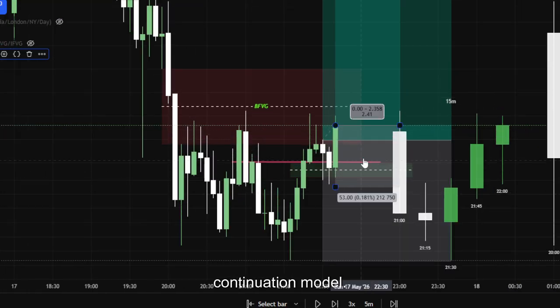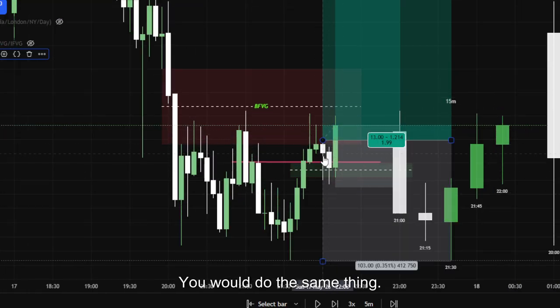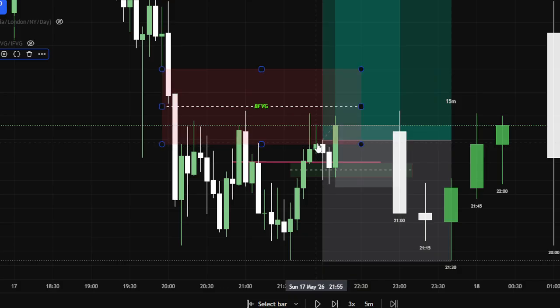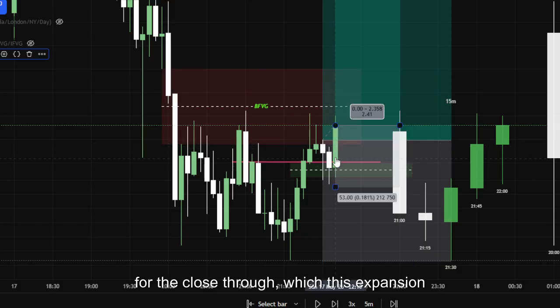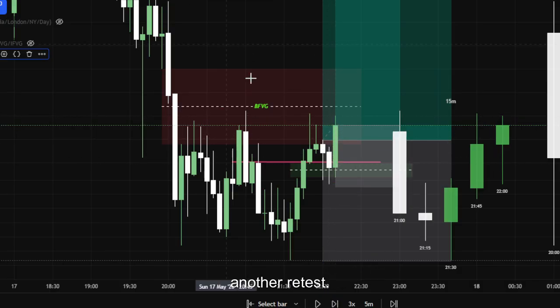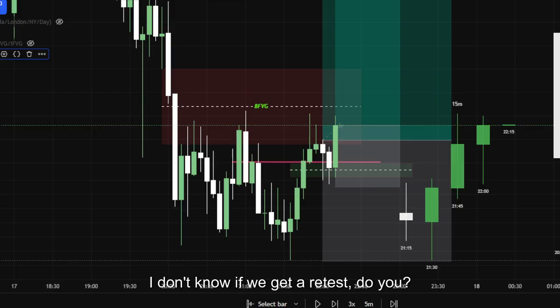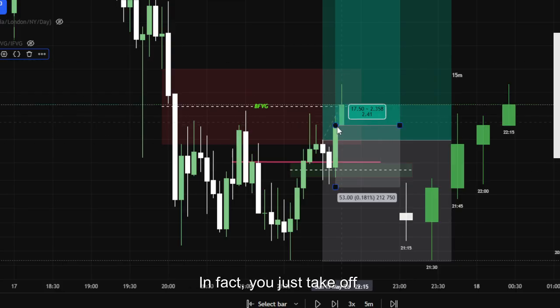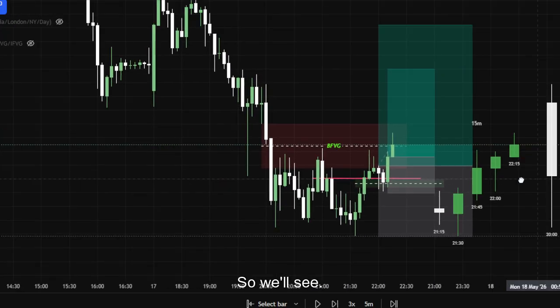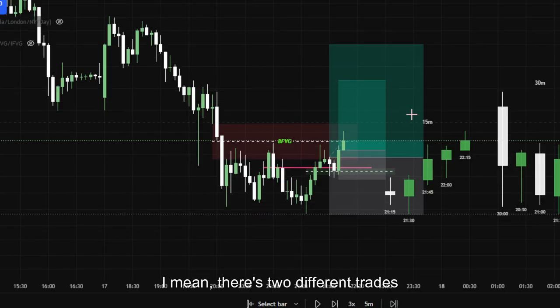Why? Because this is actually a continuation model. You would do the same thing. What made this low? These two candles. Wait for the close through, which this expansion candle 3 did. And then you would enter on the close or another retest. I don't know if we get a retest, do you? Yeah, you don't. In fact, you just take off. So we'll see. I mean, there's two different trades happening here, depending on how you entered.